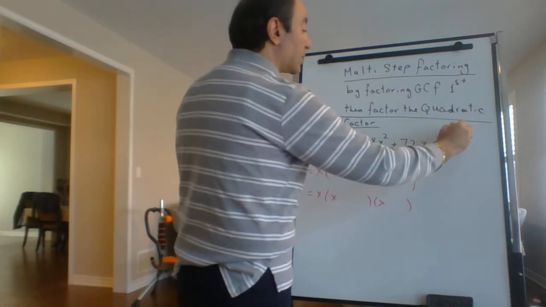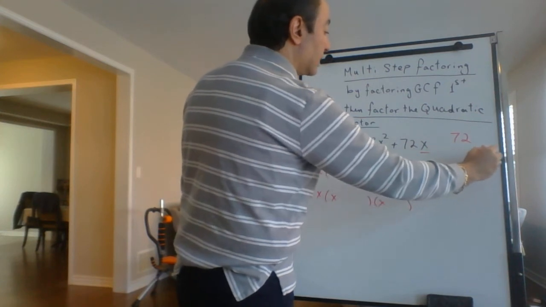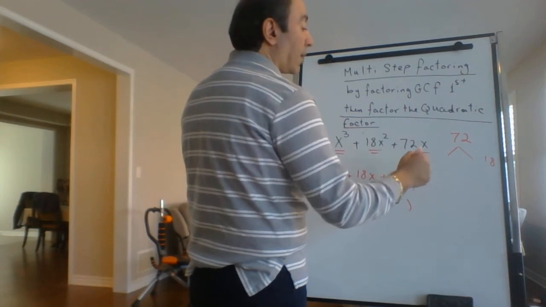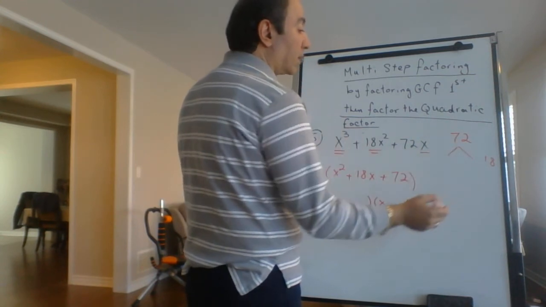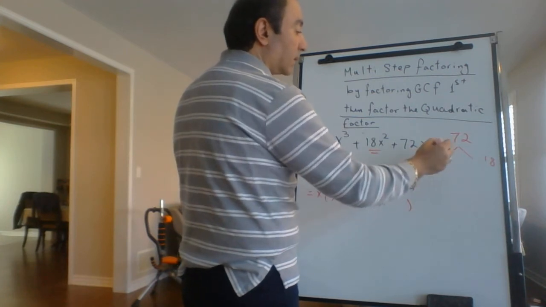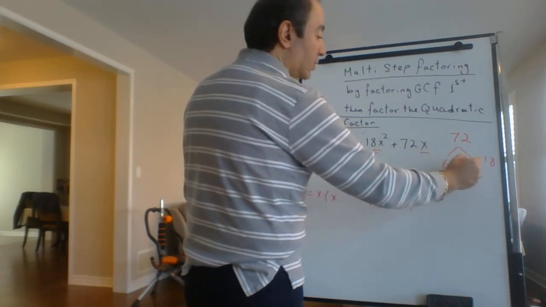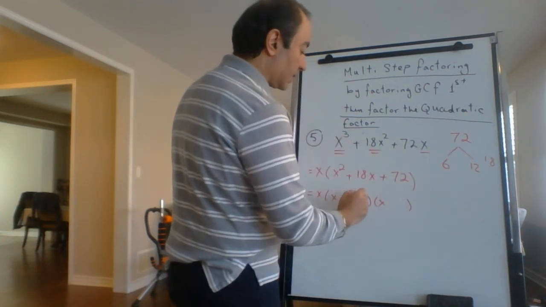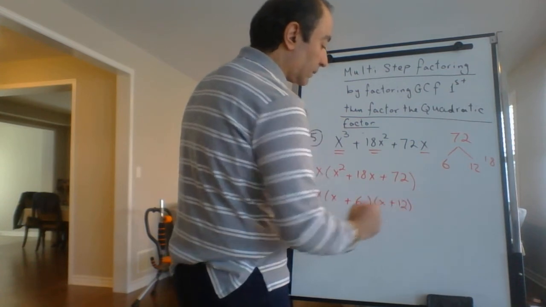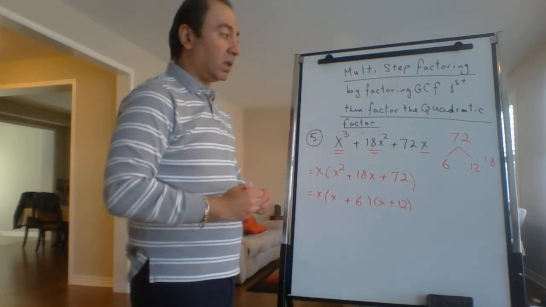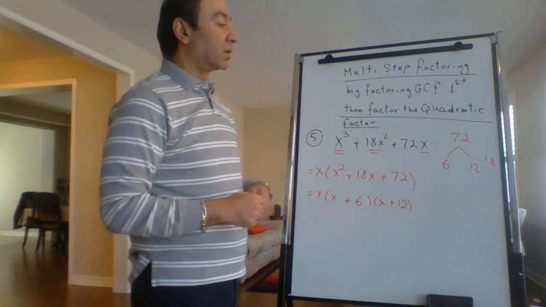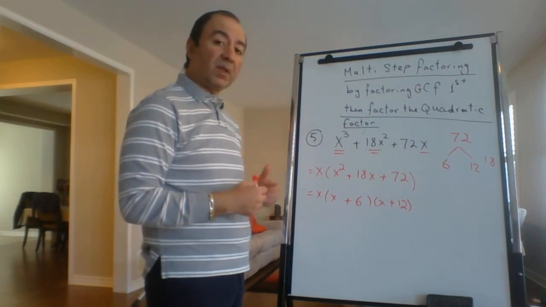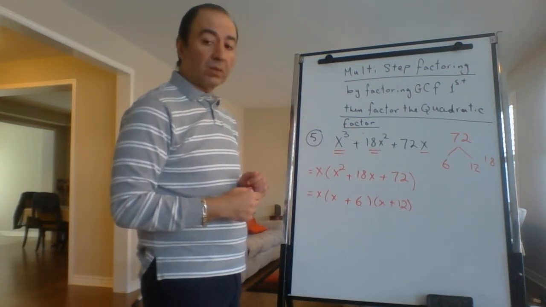So I need to think of two numbers that multiply to 72 and add to 18. Again, if you cannot do it, keep trying until you find it, but 6 times 12 is 72, and 6 plus 12 is 18. So this is 6 and 12. Sometimes it will take you some trials until you find the right factors. So don't give up and be patient. Okay, this is how we do this one.